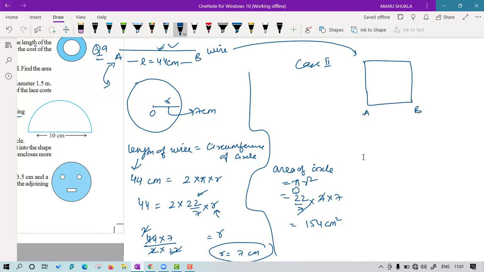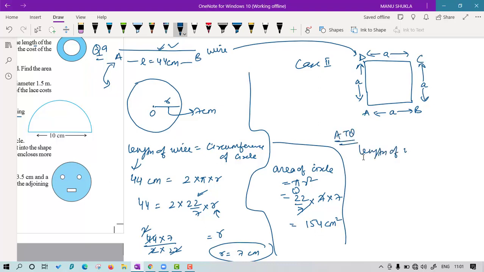Obviously, the sides are equal in a square. So let me take all sides as small a. We have to find this length a. Again we can say, according to the question, length of wire is same as perimeter of square. Simple. So it is given to you as 44. Perimeter is given by 4 into a, 4 into side. So you can find the value of a as 44 upon 4. It is 11. So a is equal to 11 centimeter.